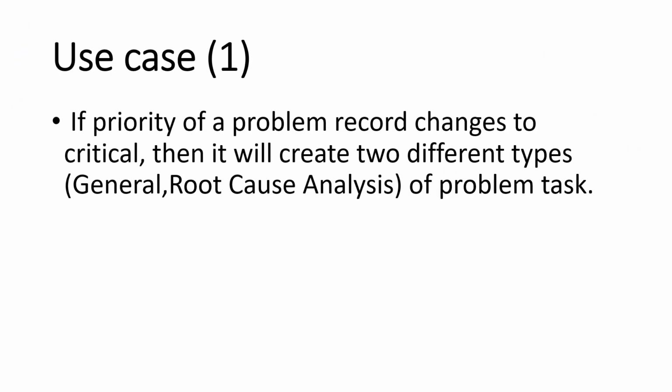All right, so this is the number one use case. It says if the priority of a problem record changes to critical, then it will create two different types of problem task. One would be general type and another one would be root cause analysis. This is something that we need to do with the help of business rules. So whenever the priority of the problem record changes to priority one, it will automatically create two problem tasks.